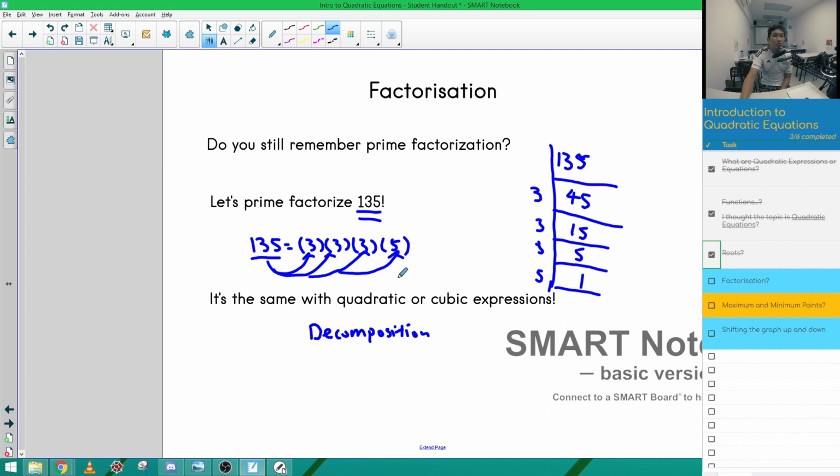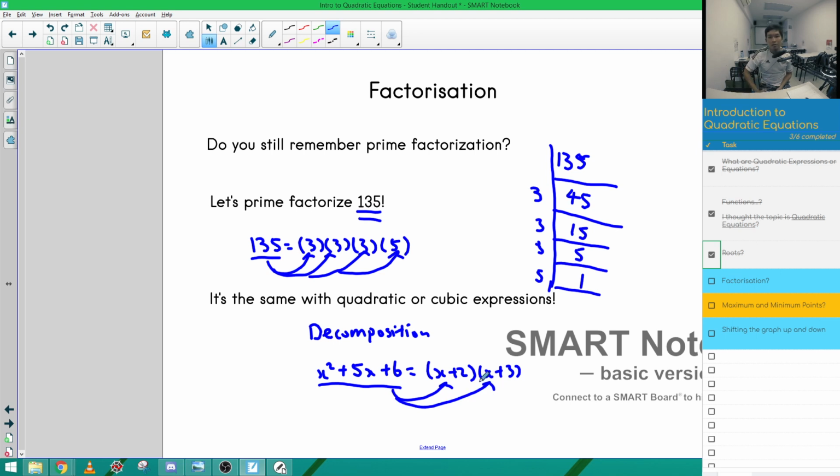We can say that 135 is made out of 3 times 3 times 3 times 5. And the same thing can be applied to quadratic or cubic expressions. We just saw how to do that with our previous example, where we have x squared plus 5x plus 6. This can be broken down into (x plus 2)(x plus 3). And that's why this is called factorization. Yes, breaking down one big chunk into its individual components, its ingredients.